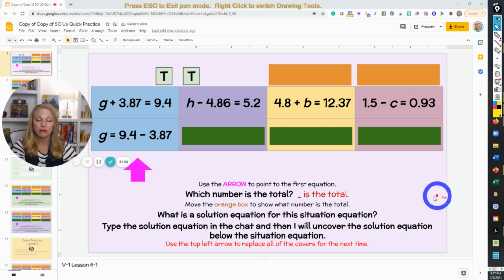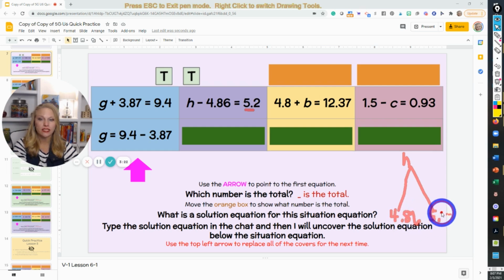And again, this is probably the most misunderstood part. Everyone wants to think the total is the answer, and that's not the case. Remember, which of those numbers would go on the math mountain at the top? The total is at the top. So therefore, H is the total. It's what we start with. We subtract from that number, and then we would get 5 and 2/10.